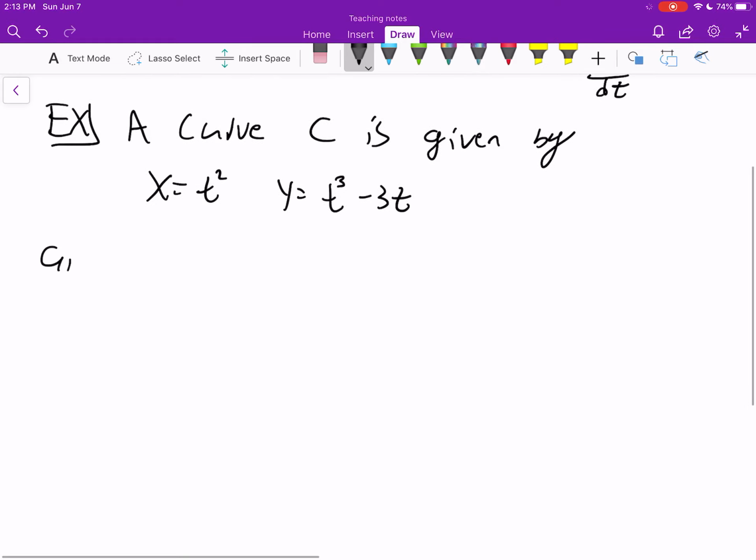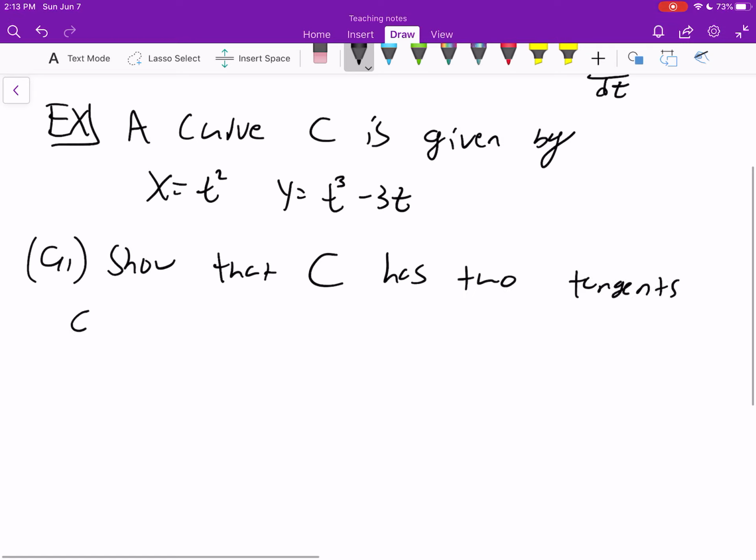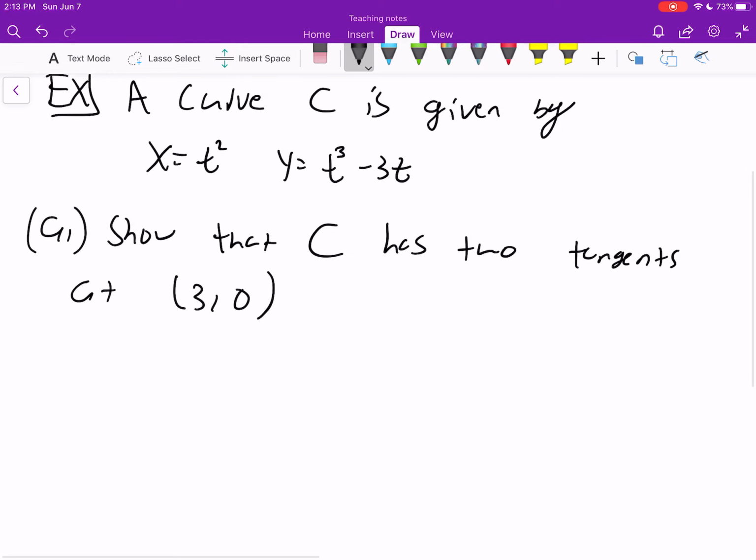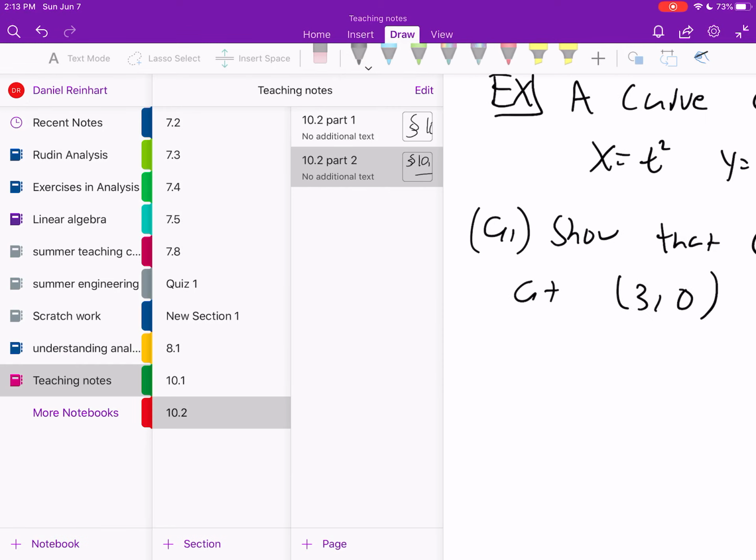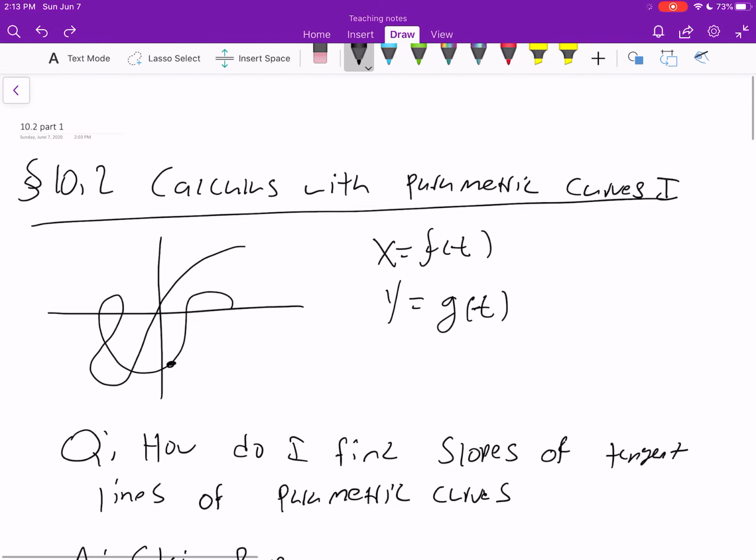So A is to show that C has two tangents at the point 3, 0. So you might be worried here at this point. I'm going to jump back to my page before this. But I'm going to go up here.